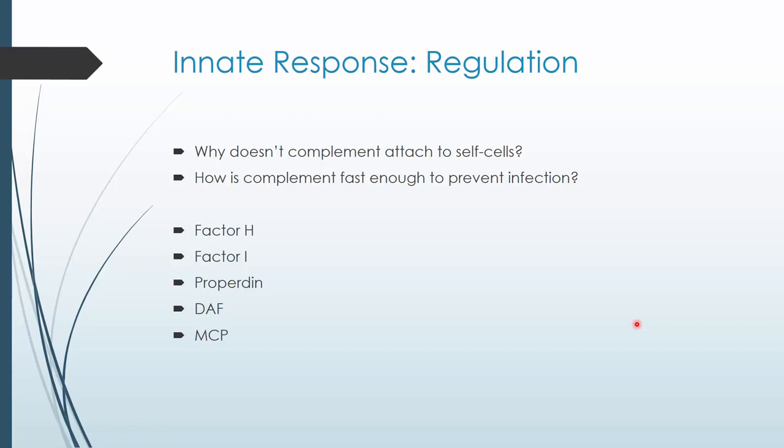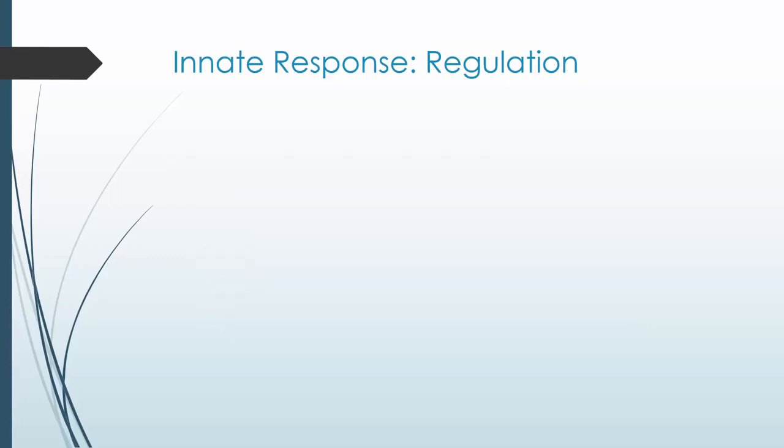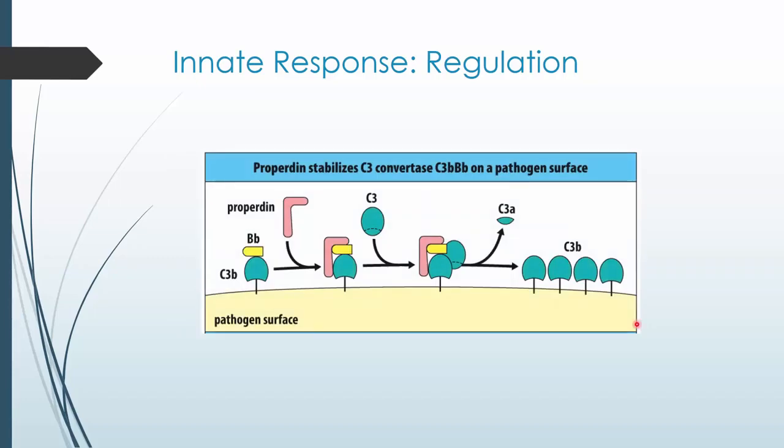Those factors are factor H, factor I, properdin, DAF, and MCP. We're going to go through each one of these. So properdin is how complement is sped up. Properdin stabilizes complement. So if properdin is present, the C3 convertase is stabilized so that C3 can be activated at a much higher rate. This way pathogens can be coated in C3 complement much faster.